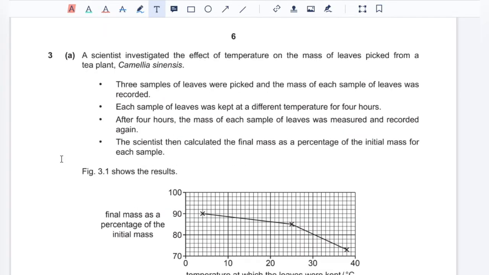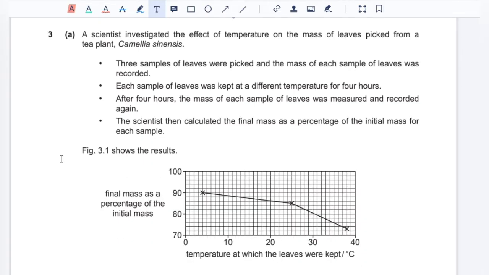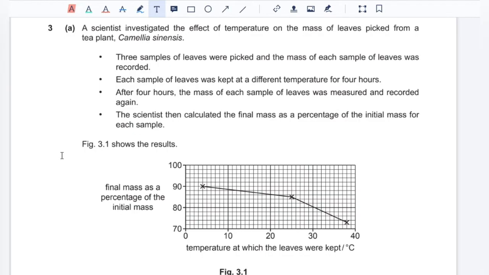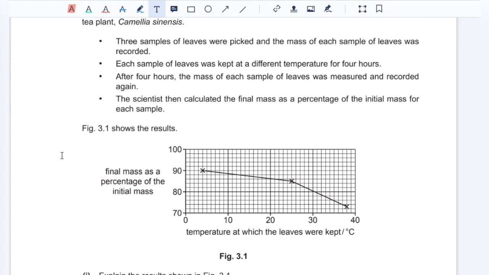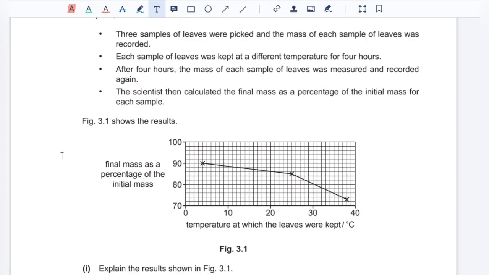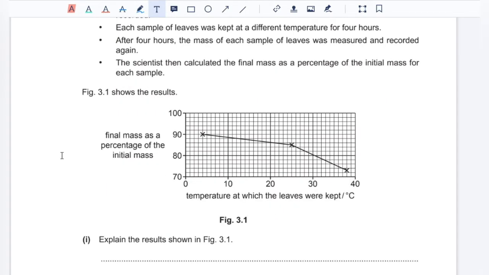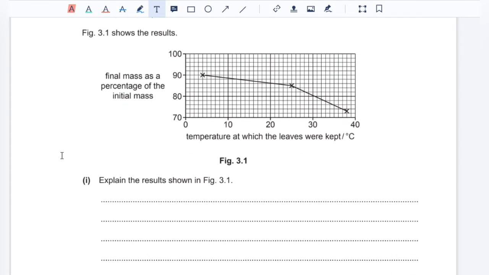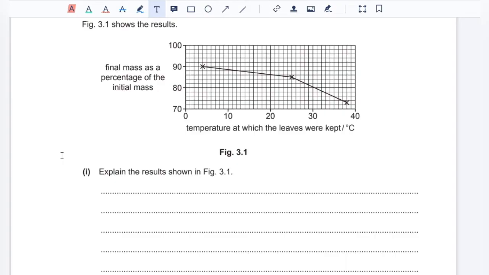Question 3a. A scientist investigated the effect of temperature on the mass of leaves picked from a tea plant, Camellia sinensis. 3 samples of leaves were picked and the mass of each sample of leaves was recorded. Each sample of leaves was kept at different temperatures for 4 hours. After 4 hours, the mass of each sample of leaves was measured and recorded again. The scientists then calculated the final mass as a percentage of the initial mass for each sample. Figure 3.1 shows the results, and in part 1 you're supposed to explain the results in this figure.